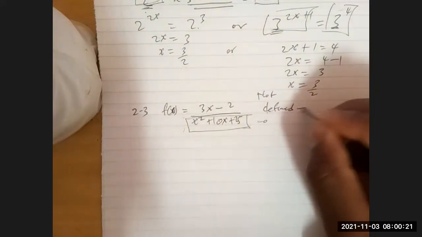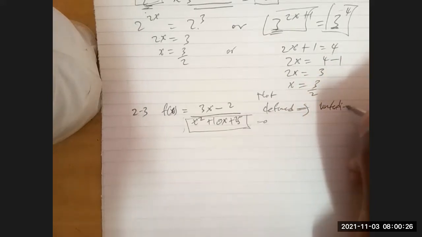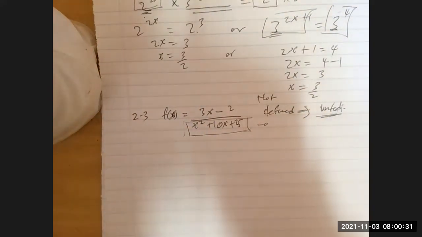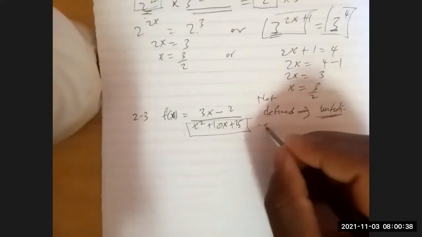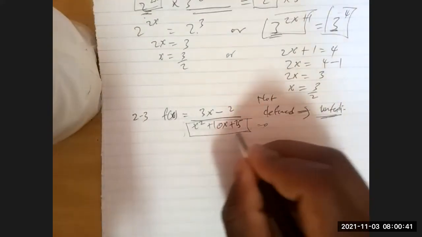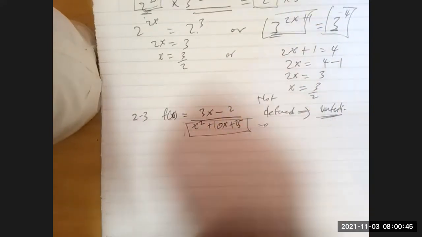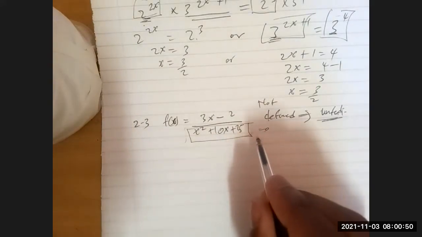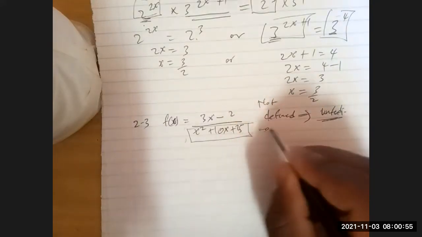You see? So we want it to be defined. If you make it 0, it's going to be undefined, right? So the fact that making it 0 makes it undefined means the answer we need, the value of x, must be greater than the denominator, for us to find the value of x that is going to make this defined, right? The value of x that you're going to get here must be greater than 0, right?